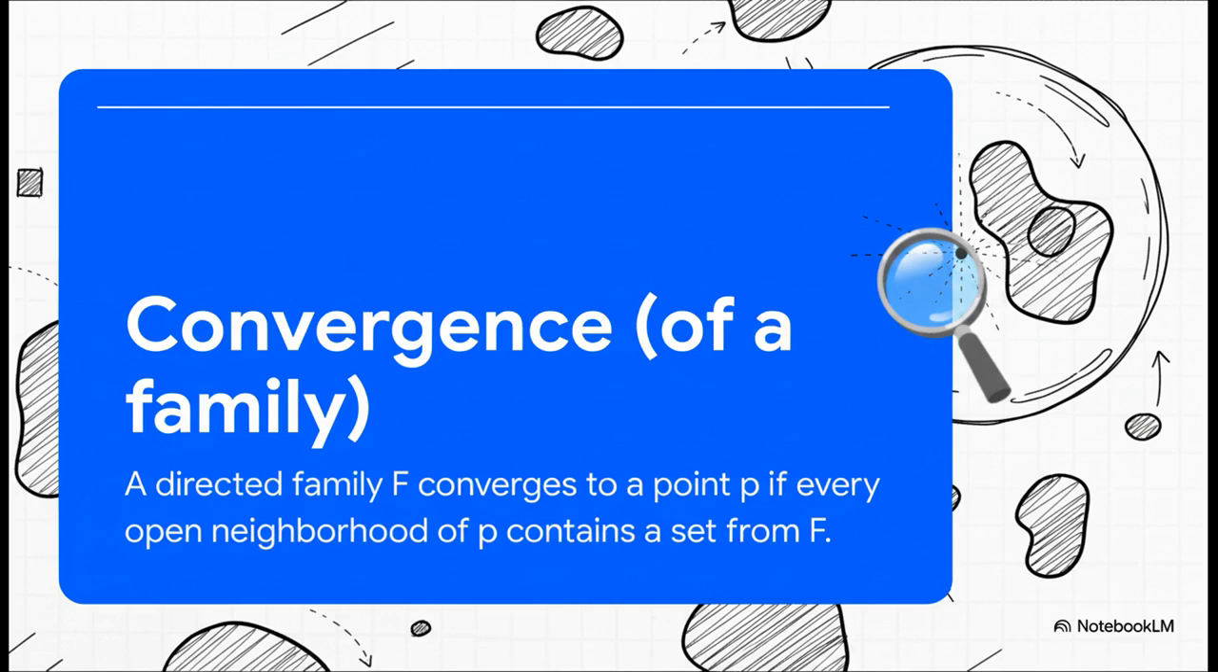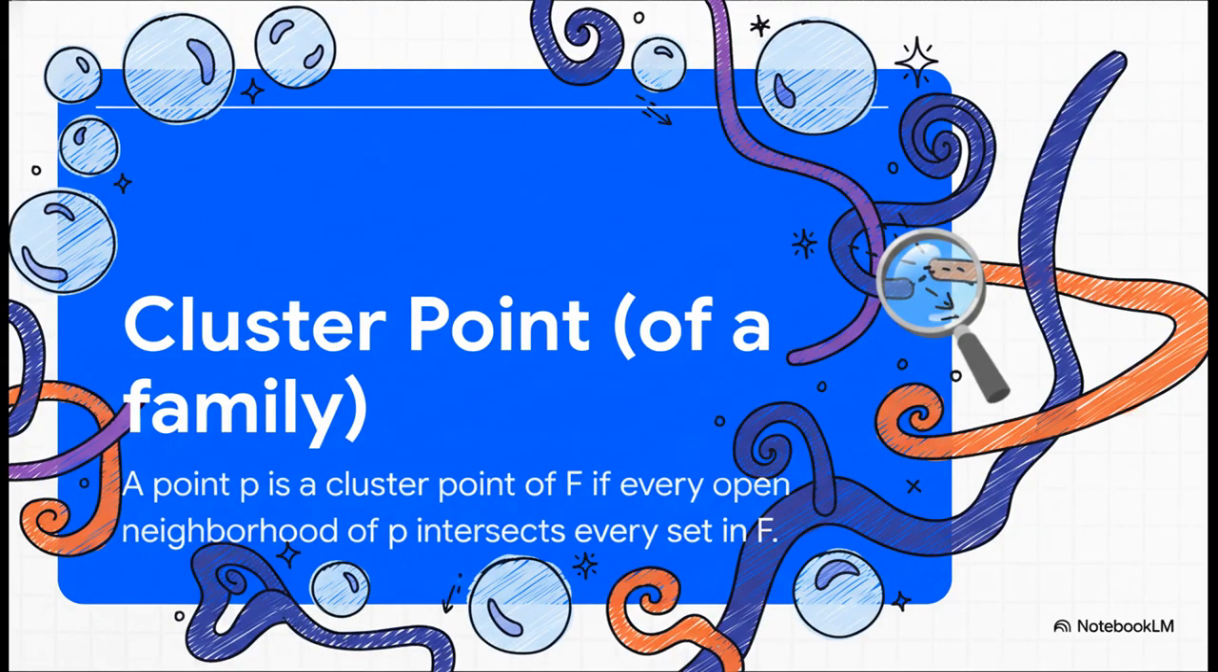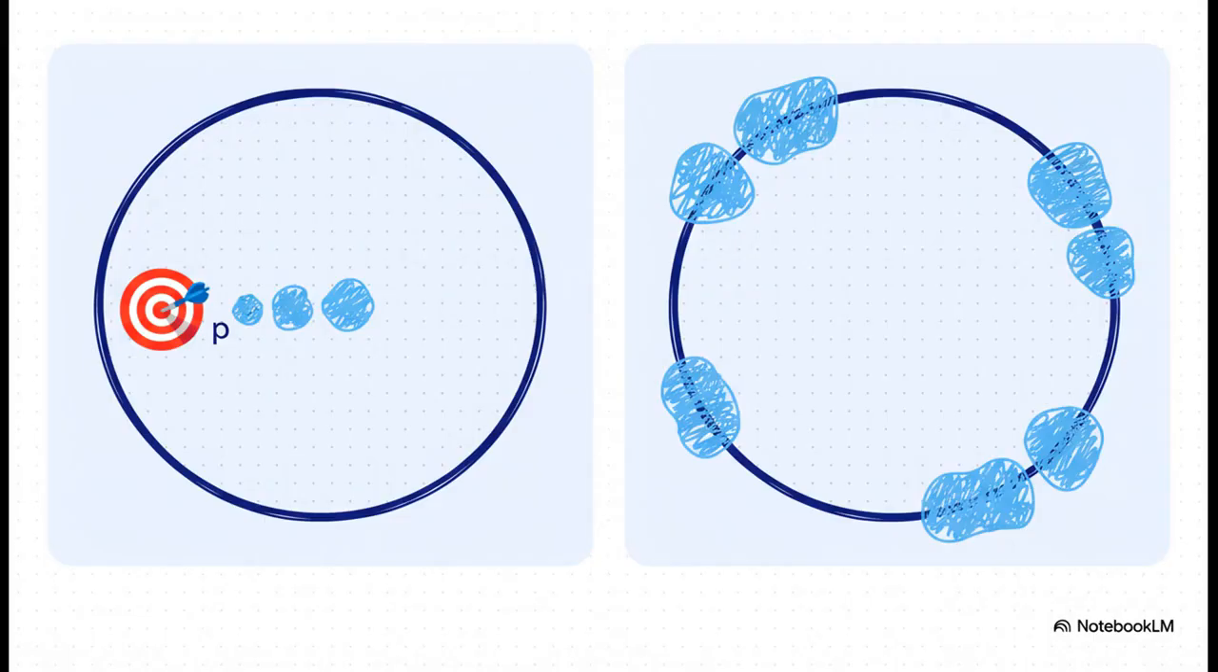It gets totally captured. And then we have the idea of a cluster point. This one's a little more relaxed. A point P is a cluster point if every bubble you draw around it intersects every single set in the family. Notice the difference? The sets don't have to get trapped inside the bubble. They just have to constantly graze it, to always be hanging around nearby. And this really nails the difference, right? Convergence is all about being contained.